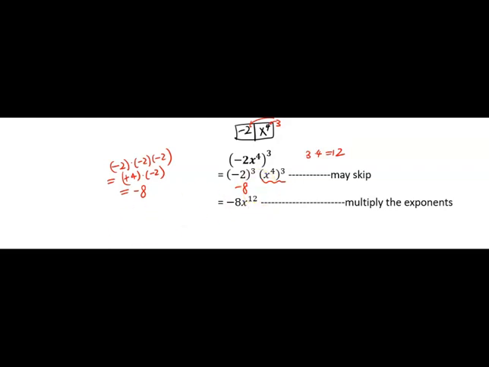And now we work out -2 to the third, and that means we have 3 copies, multiply 3 copies of -2. So -2 times -2 is +4, and +4 times -2 is -8. So this will give us -8. And to work on this part, again, it's like we have 3 fourths. 3 fourths means 3 times 4, and that gives us 12. And the base x, we will keep it.